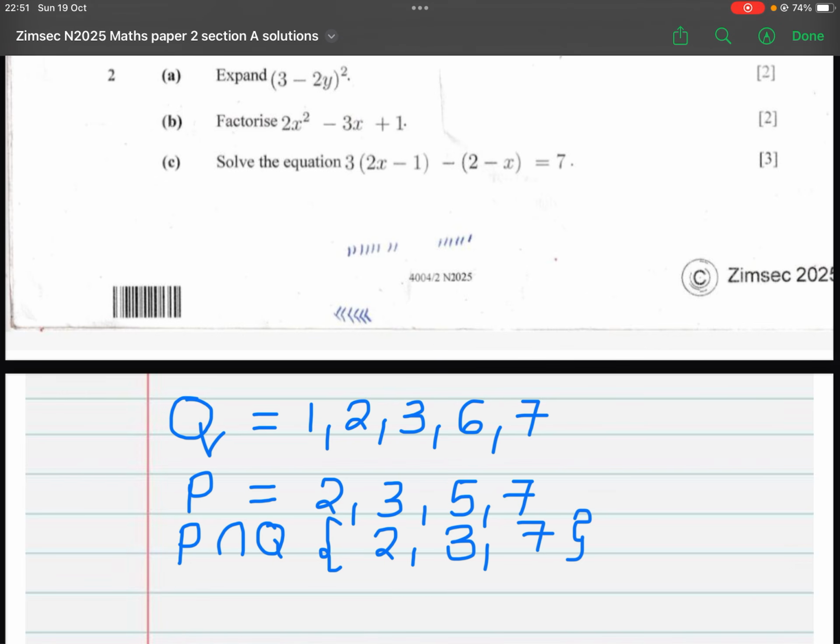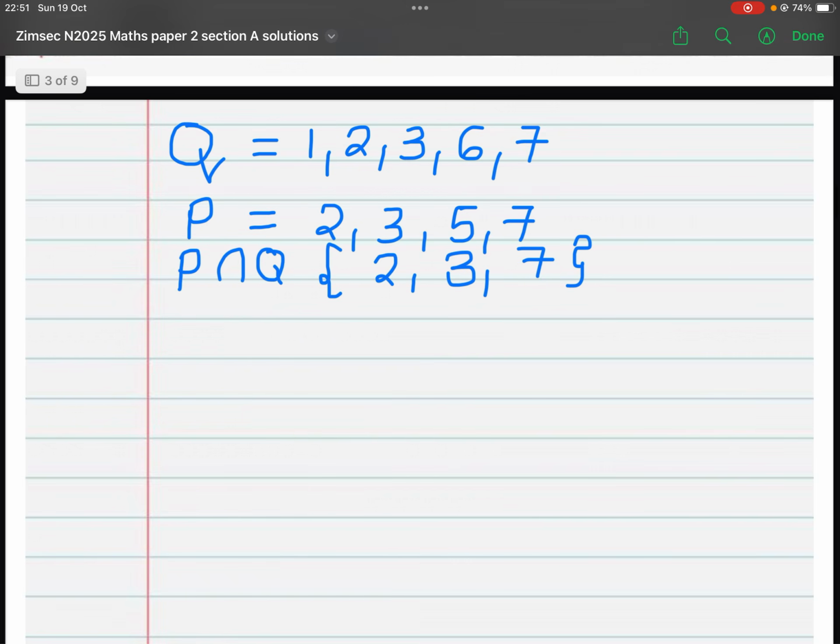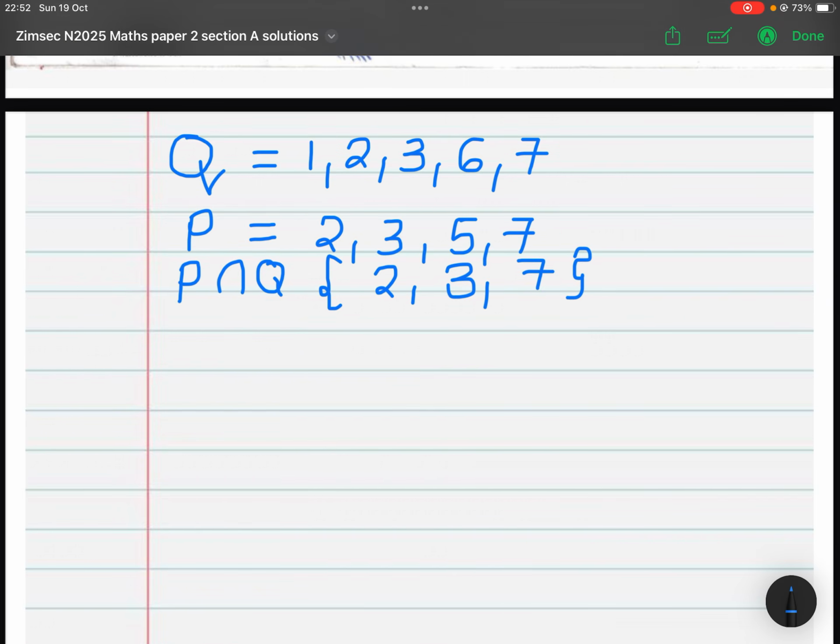And then we need to proceed to A part 2. Let us see the question. On A part 2, we are required to find the number of P union Q prime, right? So we need to combine the elements that are in P and Q. So if we combine the elements that are in P and Q, here we are going to write P union Q. This is now part 2, right? So we are going to combine P union Q. We are combining the elements that are in P and Q.